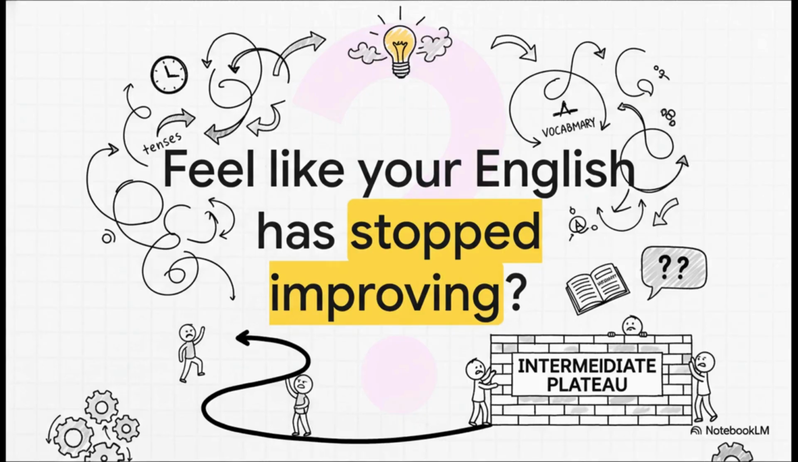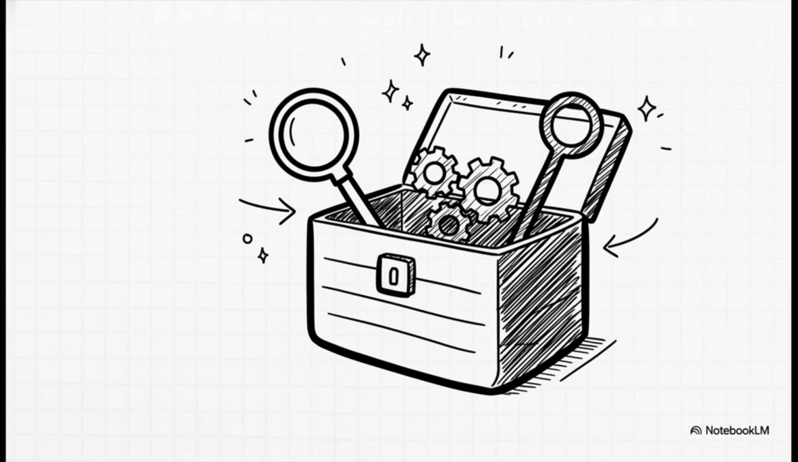You've learned the tenses, your vocabulary is pretty good, but you just feel stuck. It's what we call the intermediate plateau. And honestly, it's a super common frustration. You can communicate just fine, but you don't really feel like you're getting any better. Well, today we are going to fix that. This is where we move beyond the basics. We're going to add 3 really powerful structures to your grammar toolkit. And trust me, mastering these is an absolute game changer for sounding like a pro.